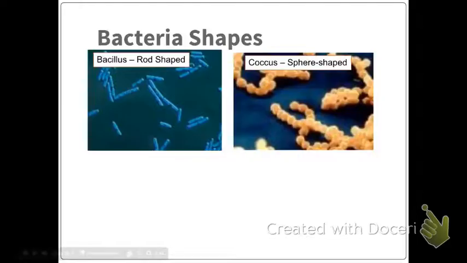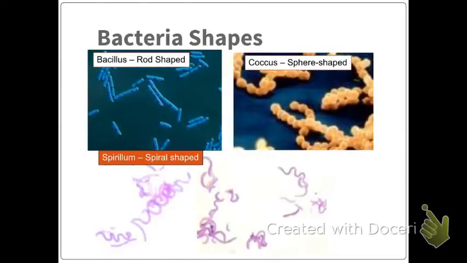It is sphere-shaped. So if anybody's had streptococcal pneumonia, that is strep throat. So streptococcus is the bacteria that causes strep throat. Those are sphere-shaped again. Those are in the circles, little circles. And then the last one is a spirillum, S-P-I-R-I-L-L-U-M, spirillum, and that is a spiral-shaped bacteria. So those are the three shapes of bacteria. We only need to know the general shapes.